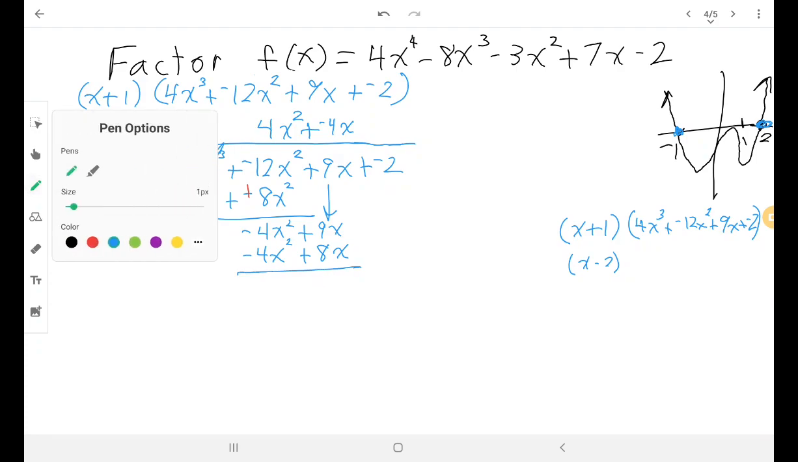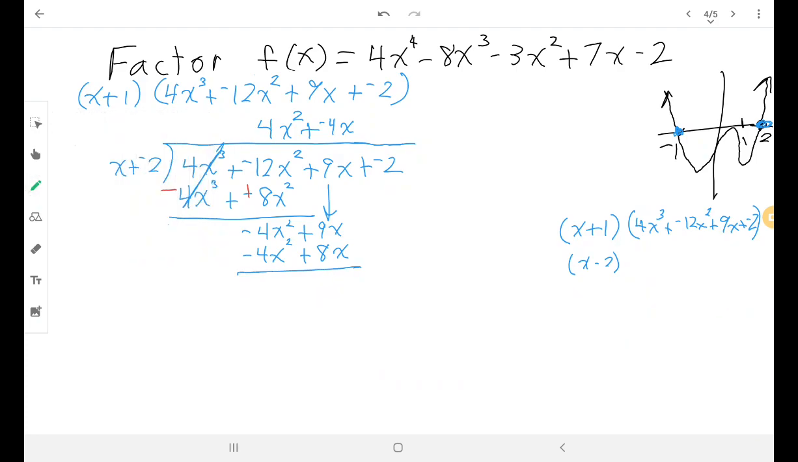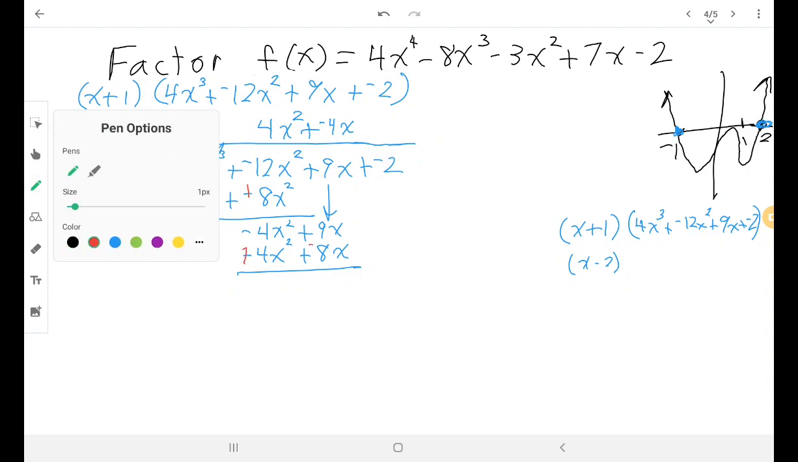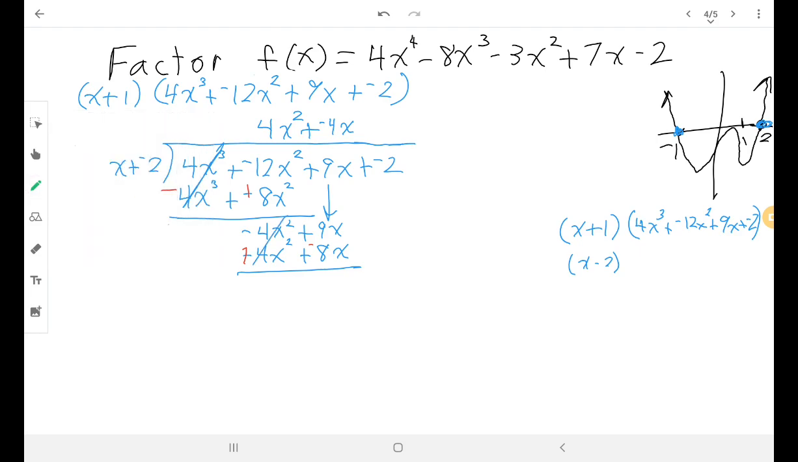Then I need to subtract them. I need to change the signs to do that because I need to distribute a negative. So change the sign, change the sign. These two cancel. They better cancel. That's how you designed it. And then 9x plus negative 8x is 1x, or just x. And we'll bring down the plus negative 2, put a plus up here, and start the game over.